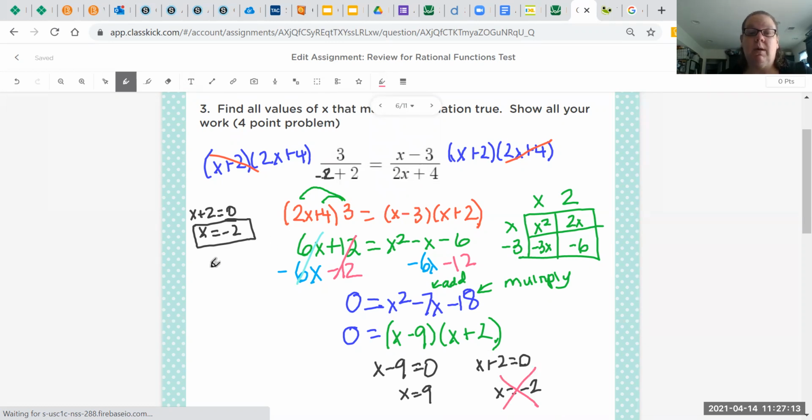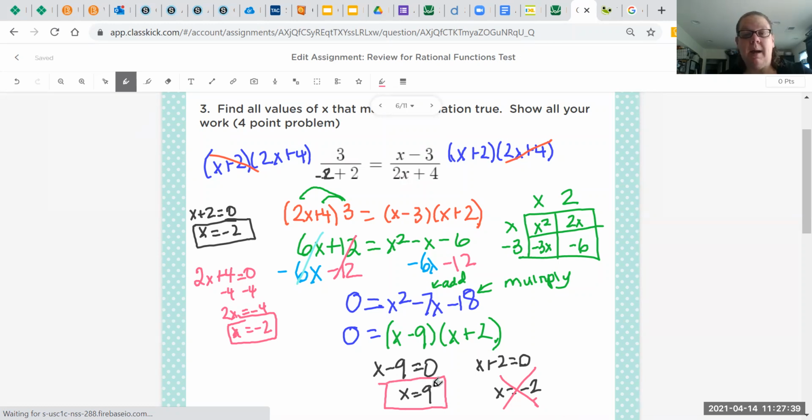Don't forget to check this one. So 2x plus 4 can also not equal 0. So when I do this, like I'm in algebra 1, I get the same thing. I get x equals negative 2. So they both equal x equals negative 2. Those would both be extraneous solutions. So we have one extraneous solution of negative 2, but our final answer is just 9.